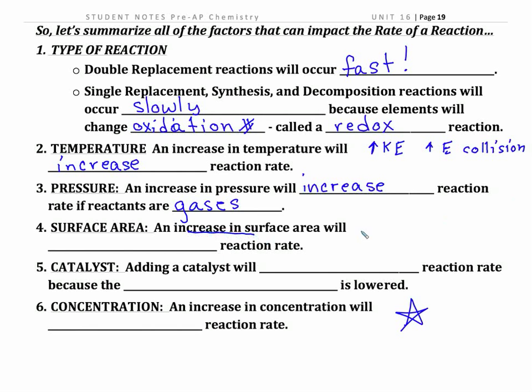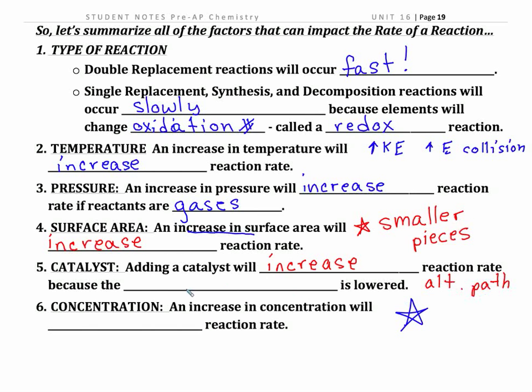An increase in surface area, and be careful, a few kiddos get a little bit confused by this. An increase in surface area means we're talking about smaller pieces, because if you chop it up, there's more surface showing, and that's going to increase the reaction rate. Adding a catalyst will increase the reaction rate because it provides an alternative pathway, and that alternative pathway lowers the activation energy, that barrier in the reaction.